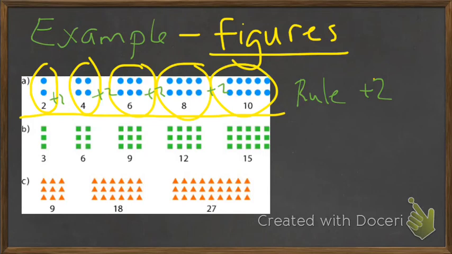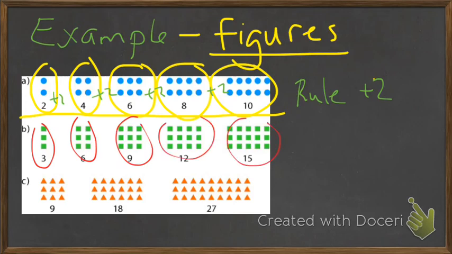Over here, down at the bottom, we start off at 3, go to 6, 9, 12, 15. We are adding 3 each time, plus 3. So our rule is plus 3.